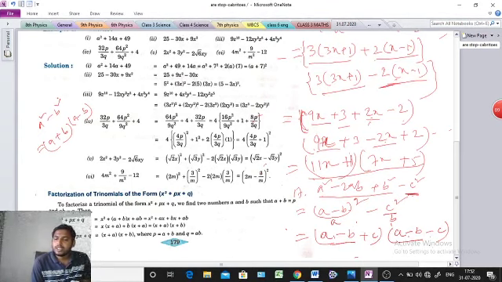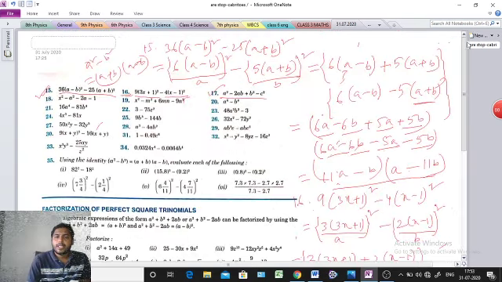Clear or not? Easy. Only the concept should be clear, and for the formula, basically 2-3 formulas are there, so we will use those. You should remember the formulas also, and you should practice more, so that your concept is clear. That is the main thing. Clear? Okay, I hope this one is clear. Next question.